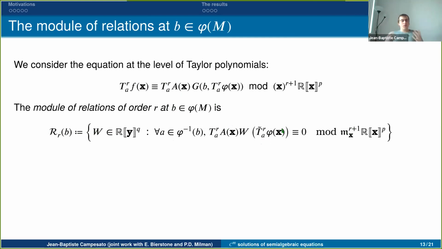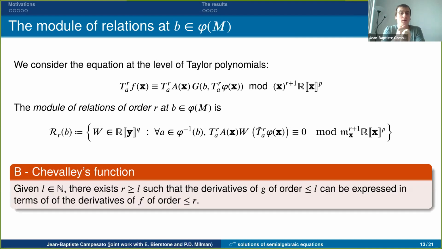So this module of relations is analogous to the kernel when we work with a linear algebraic equation. And similarly, the difference of two solutions is going to be an element of the module of relations. And the second, as I said, this G is not unique.